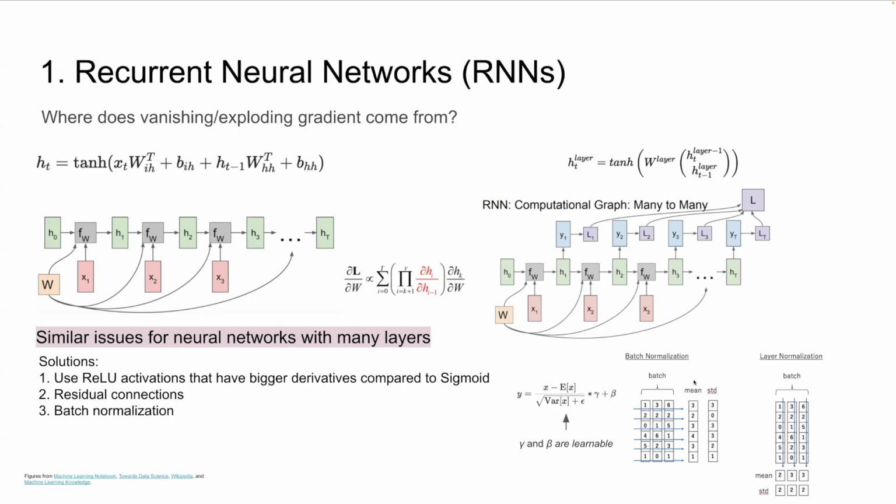For both batch normalization and layer normalization, you can put them anywhere in the model. It's not just in the input layer. You can apply it to some of the more intermediate layers. So this will help with the exploding or vanishing gradient problem.